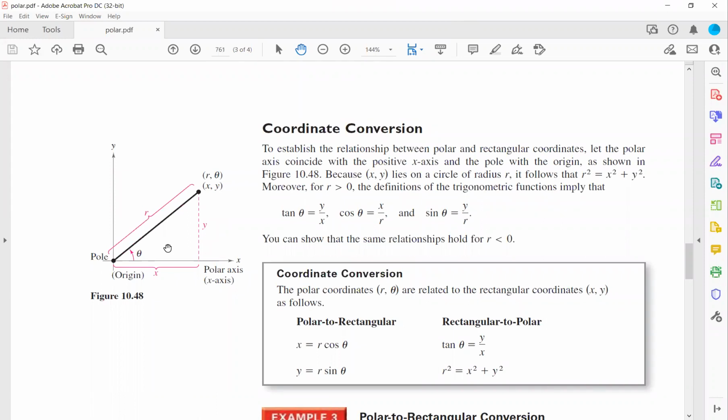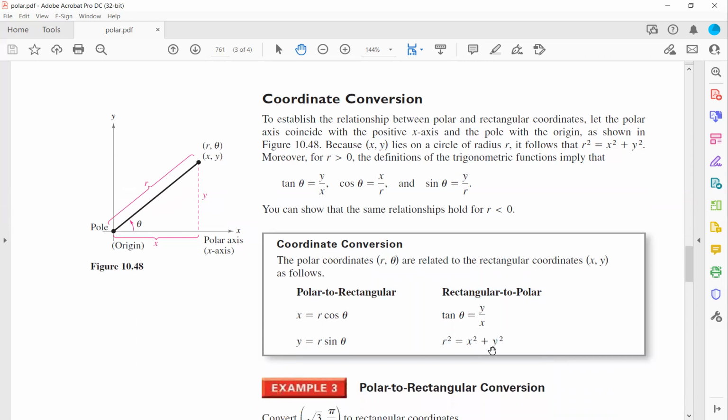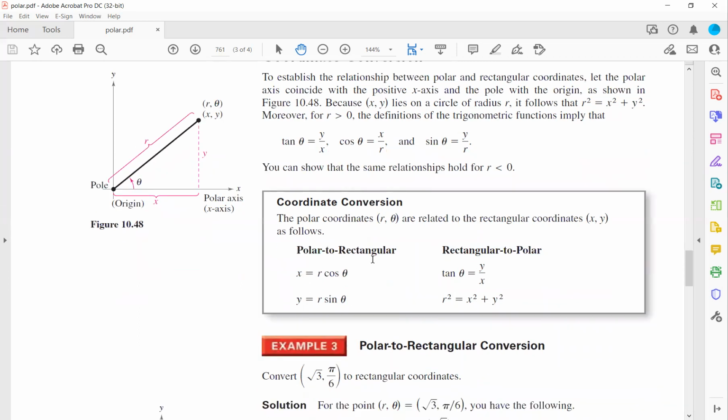So what's the relation between the polar coordinate system and the rectangular coordinate system? Well, x is equal to r cosine theta, y is equal to r sine theta. Rectangular to polar: if you have x and y, you can find tangent of theta, which is y over x. So theta is inverse tangent of y over x. r squared is equal to x squared plus y squared. This is the conversion between polar to rectangular and rectangular to polar coordinate systems. Later on in calculus, you're going to learn about the cylindrical coordinate system and also the spherical coordinate system.